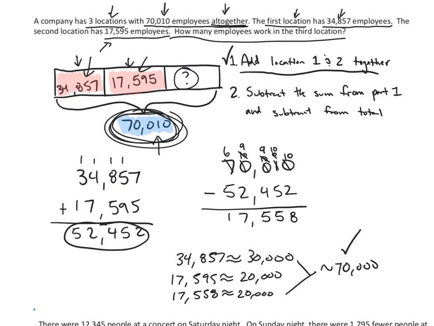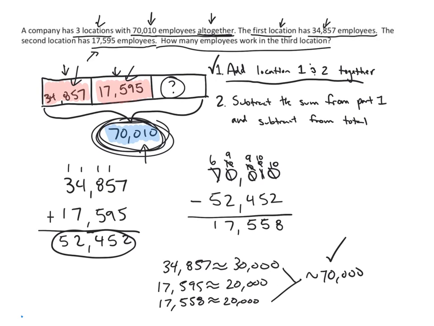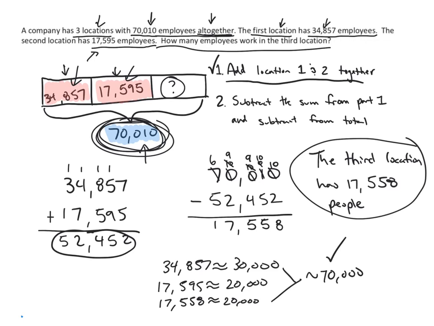So now all I have to do is write a statement with my answer in it. So I write my statement here. The third location has 17,558 people. And I'm going to go ahead and circle my answer so everyone knows that that is my answer right there.